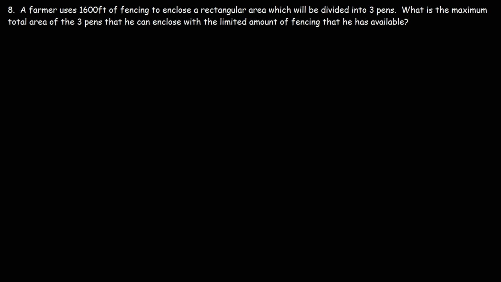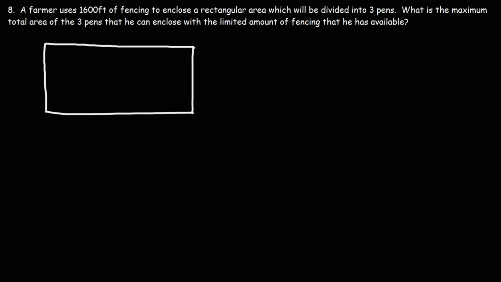Number 8. A farmer uses 1,600 feet of fencing to enclose a rectangular area which will be divided into 3 pens. What is the maximum total area of the 3 pens that he can enclose with the limited amount of fencing that he has available? Well, let's draw a picture. So we're dealing with a rectangle, and this rectangle is going to be divided into 3 pens.